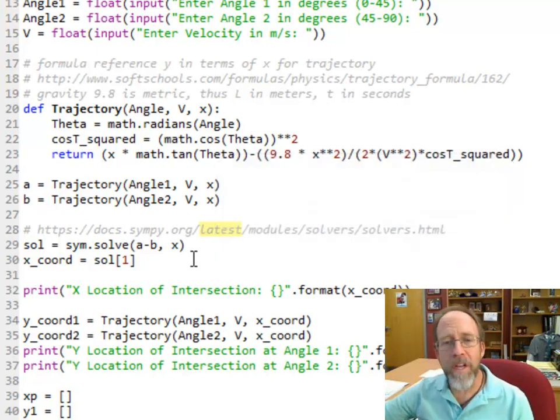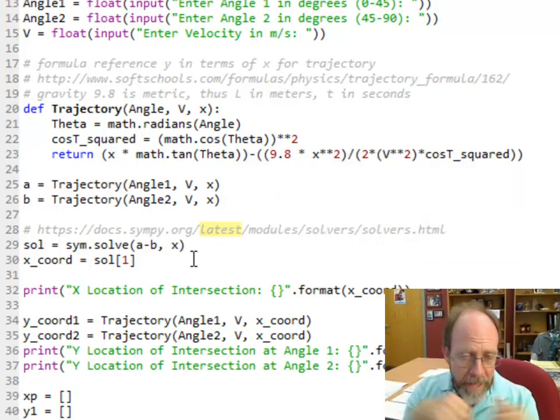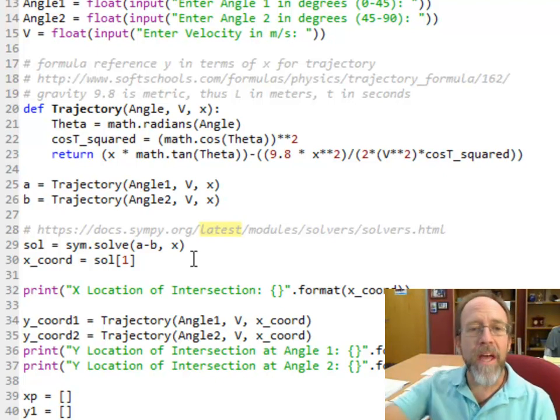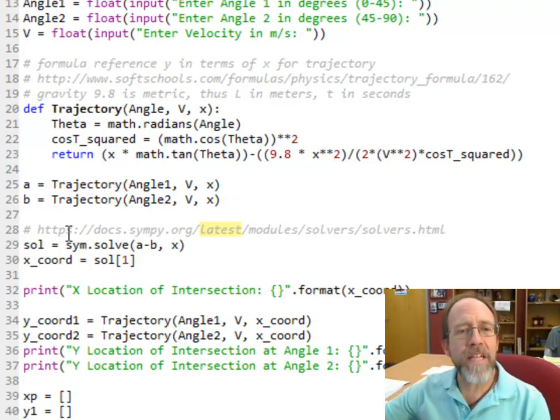So when I find the y coordinate with the x, I want to find it by making a minus b equal to 0. I'm finding the common y coordinate. And then once I've done that, I set that equal to a value.